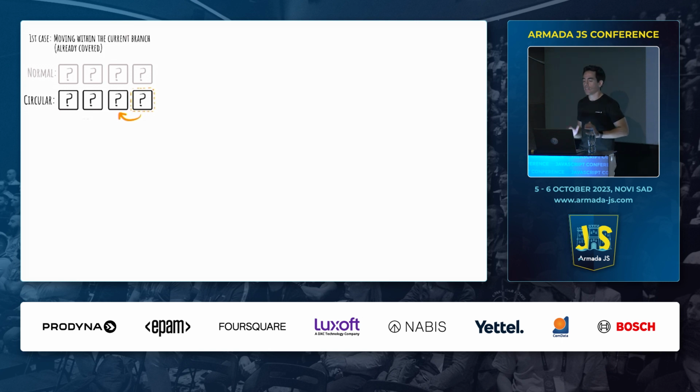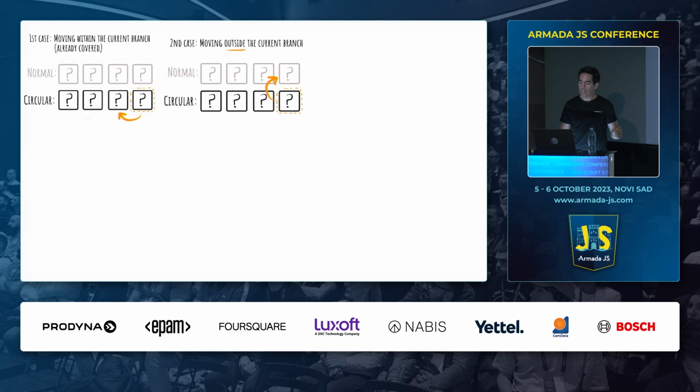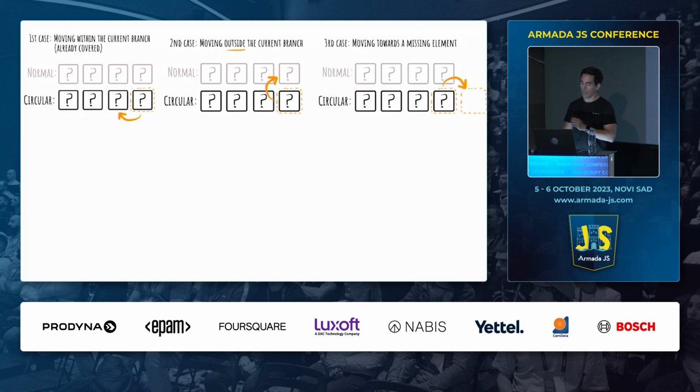Let's think about the cases that we have. First, if you're navigating within the same branch, the first case is that you navigate within the same branch. Then the second case is when you're leaving that branch. And the third one, when you leave that branch but you go to a nowhere place. For the first one, we do exactly what we were doing before.